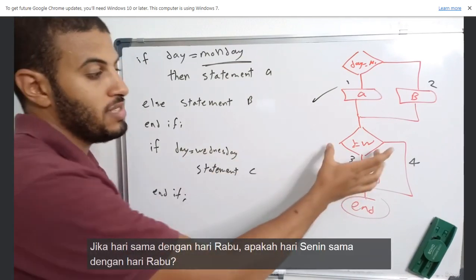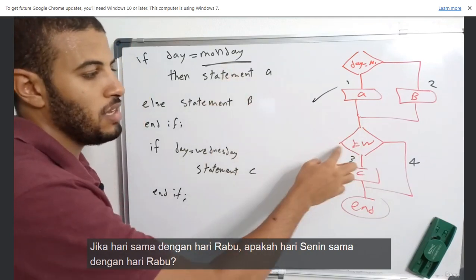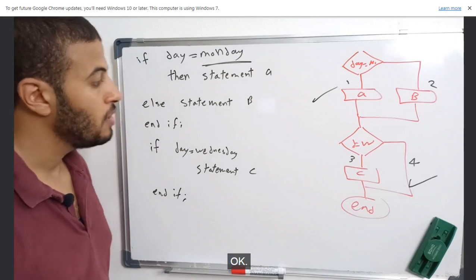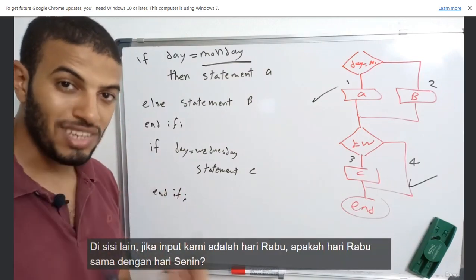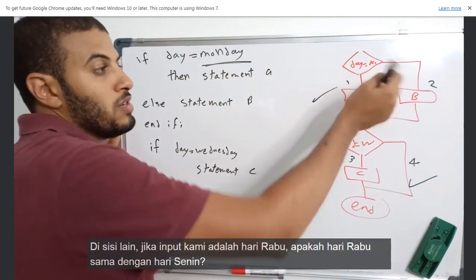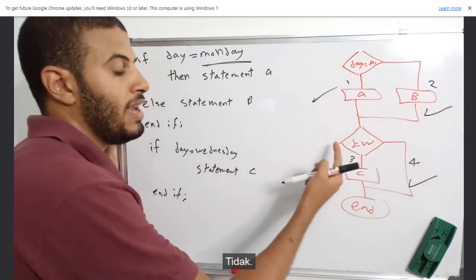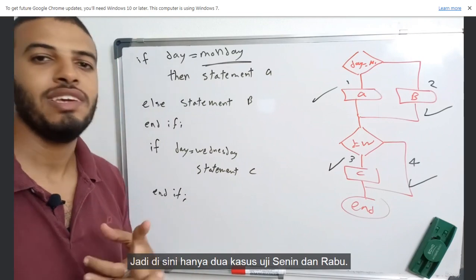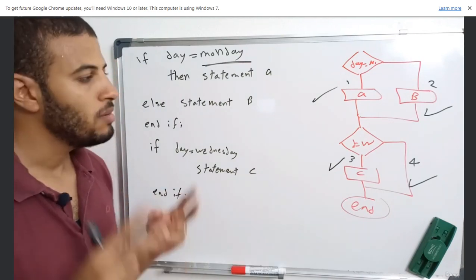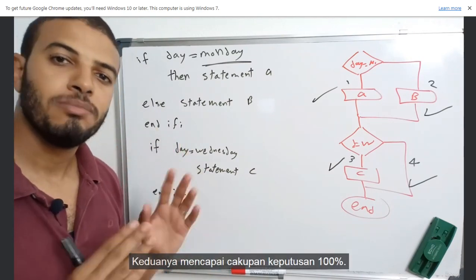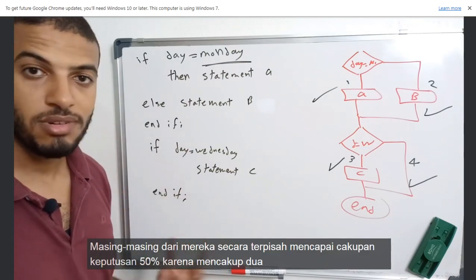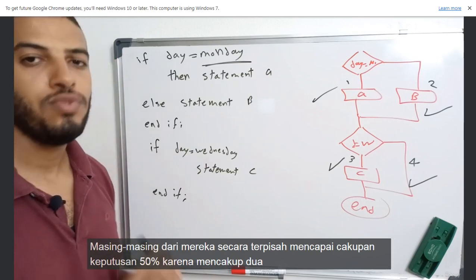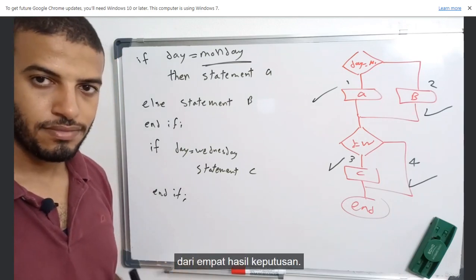If day equals Wednesday, so is Monday equals to Wednesday? No, so this will pass through the no, okay? On the other hand, if our input is Wednesday, is Wednesday equals to Monday? No. Is Wednesday equals to Wednesday? Yes. So here only 2 test cases, Monday and Wednesday, both of them achieved 100% decision coverage. Each one of them separately achieved 50% decision coverage because it covered 2 out of 4 decision outcomes.